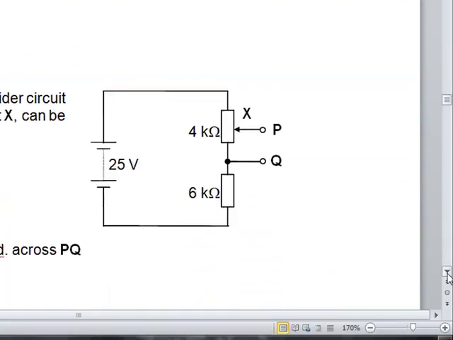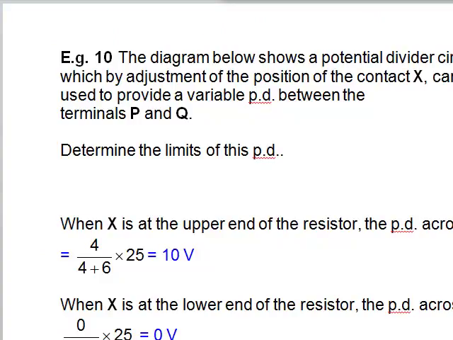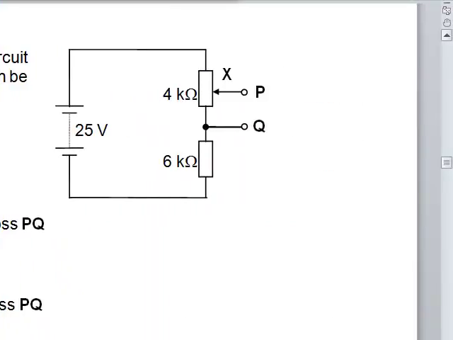Right, the next example. This diagram again shows two resistors in series and connected to the 25 volt here. We are to find the limits of potential difference where there is a variable resistor here. This is the variable resistor. The contact X can be adjusted. So to find the potential VPQ between Q and X, where X can be connected from here or from here, the lowest point.